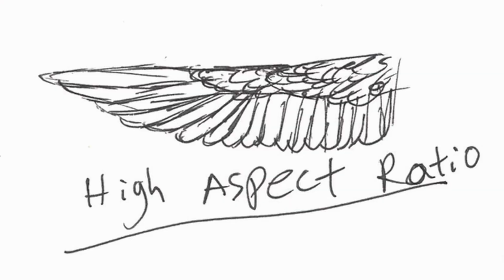Now, aspect ratio is basically the shape of the wing. Seabirds usually have a high aspect ratio wing. This means they have long, thin wings, which allows them to generate a lot of lift, which means that they can soar over the water without having to flap a lot.